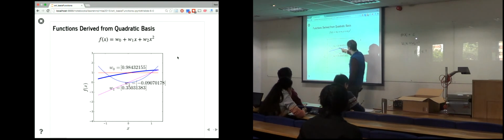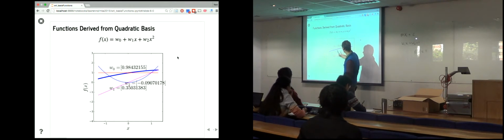I'm going to fix that on every slide. But here, W0 is the constant, and it's multiplied by 1, and it's 0.98. So that's saying that the constant offset is up here. If you look, the blue is the sum of the 3 functions, right?